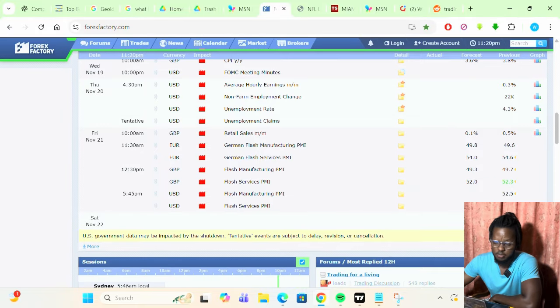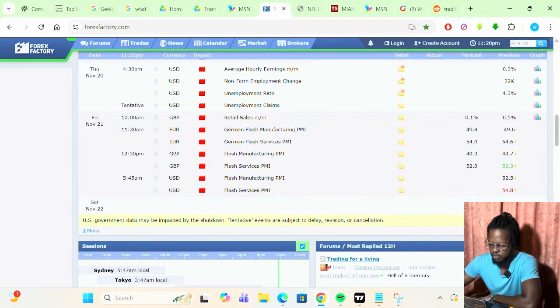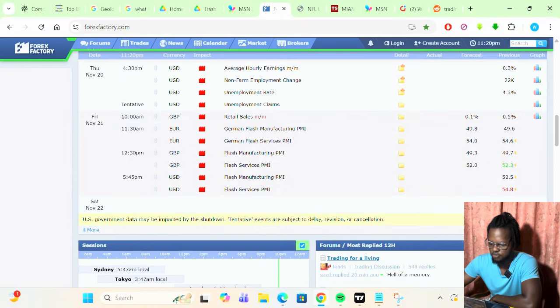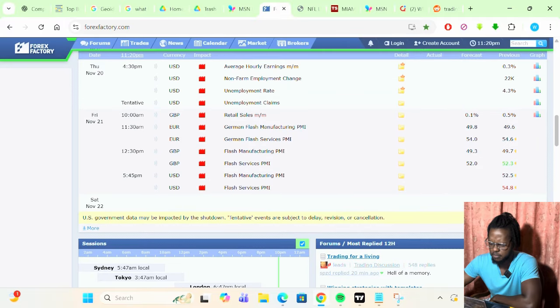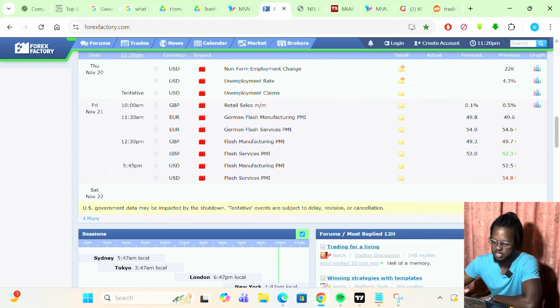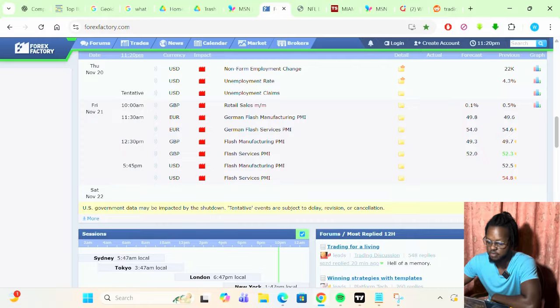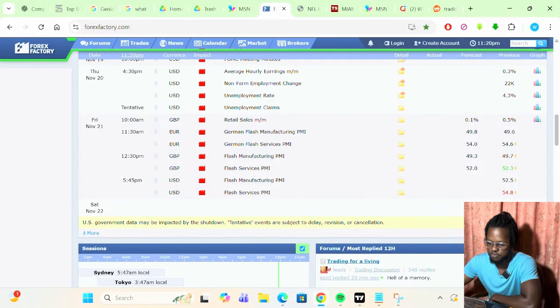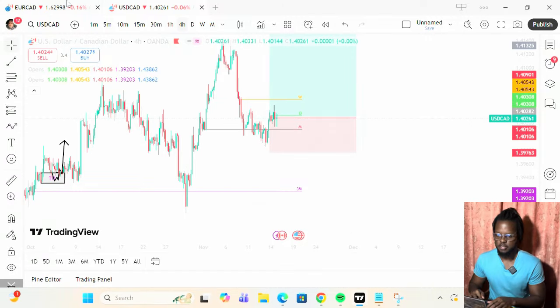And unemployment claims comes out every Thursday. It is not important. The unemployment rate is a bit more important, but not that big. Then on Friday we have a lot of PMI data, which is to do with house loans and all that. Not that important, but we do have that on the euro, the pound, and also the dollar. So Friday, probably some volatility as well. Now let's get right into the charts.